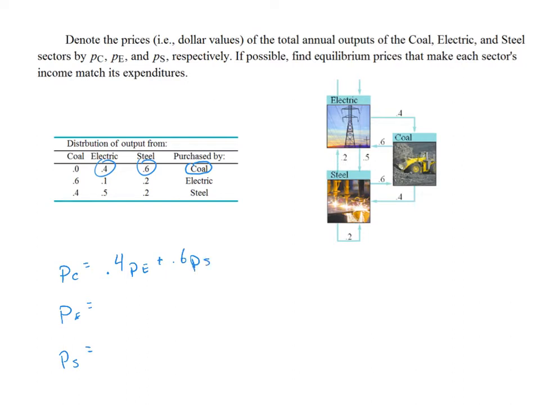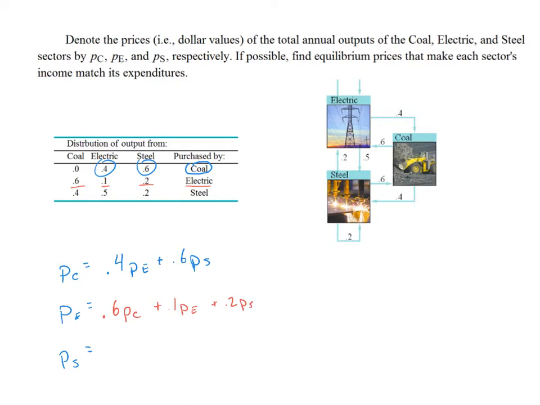For the electric industry, I'll change colors here for my underlining. They're getting stuff from every industry. So for electric, they're getting 60% of the coal that is produced, 10% of the price of electric, the electric that is produced, and 20% of the steel that is produced, the price of steel.